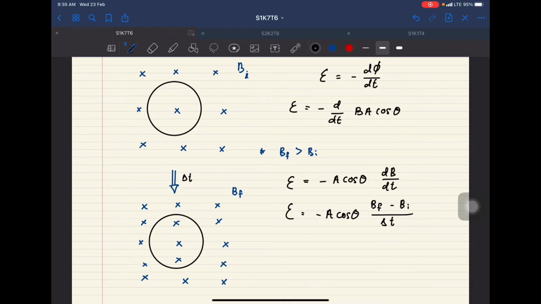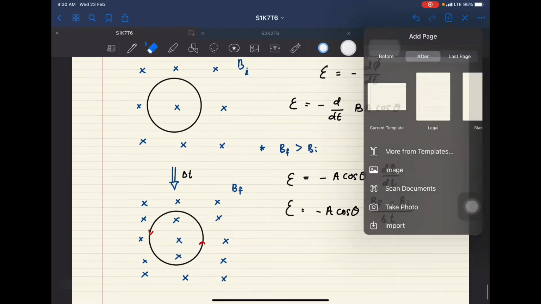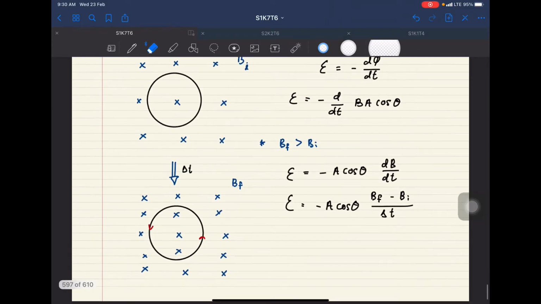And again, if you want to determine the direction, you have to use Lenz's law, where we try to oppose the change. In this case, you can expect that the field is going into the page initially, right? Because now the magnetic field increases, you want to oppose that. So you put your thumb in the opposite direction, which is going out of the page, and you expect the induced current will be in that direction. That is what will happen if the magnitude of the magnetic field changes.